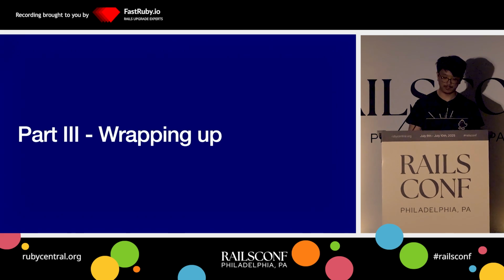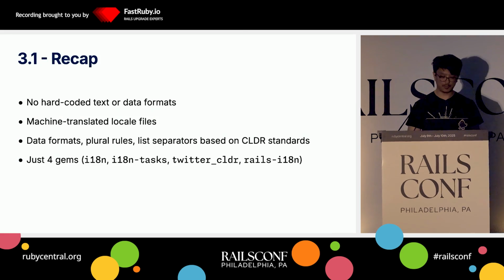OK, wrapping up. So to recap, by this point, we've got a pretty robustly internationalized app. We've externalized all of the hard-coded text and all of the data formats. We have machine-translated the locale files, and we can easily update those translations as the source text changes. And we're leveraging data formats, plural rules, list connectors, all from the standard CLDR data. And to get all of this, we only had to use 4 small gems: I18n, which is bundled with Rails by default, and the 3 other gems that I mentioned here, I18n tasks, Twitter CLDR, and Rails I18n.